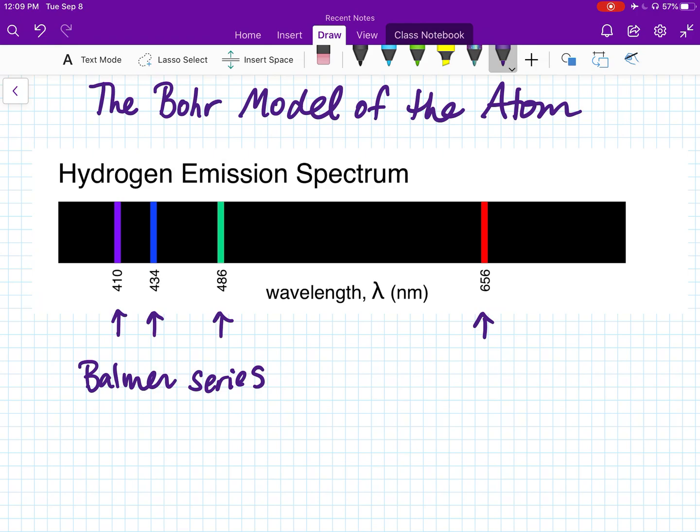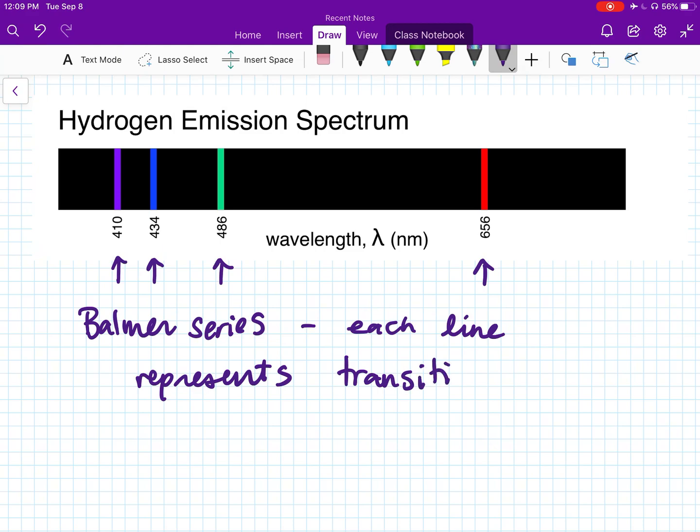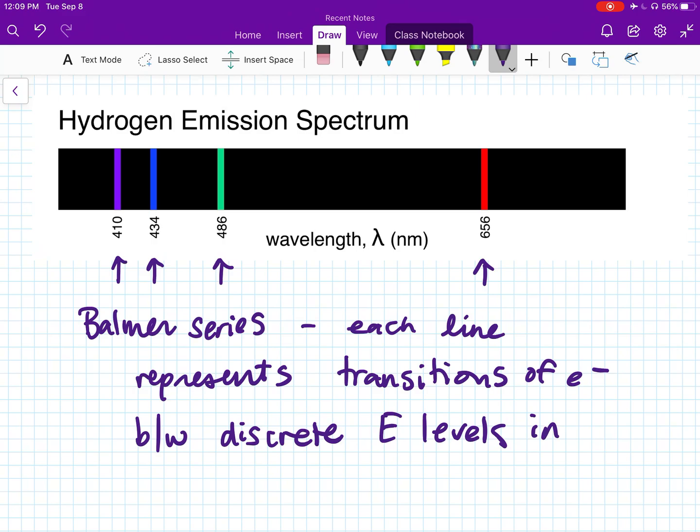So the question is, what do these lines represent? What do these lines mean? Each of these lines represents transitions of an electron between discrete energy levels in the hydrogen atom. Okay, that's very important, so I'm going to write it down. So each line represents electronic transitions. So transitions of an electron between discrete, meaning well-defined, different energy levels within that hydrogen atom.